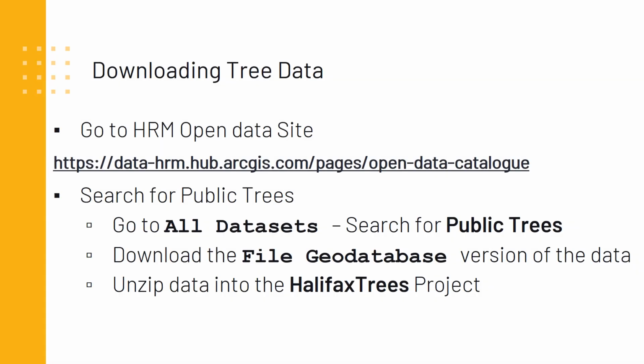Next, we want to download the tree data. Go to the HRM Open Data site. You can simply do a search on HRM Open Data and go to the catalog. Or you can type in https://data-hrm.hub.arcgis.com/pages/open-data-catalog. When the page opens, go to All Datasets and search for Public Trees. I'd like you to download the file geodatabase version of this data and then unzip the data into the Halifax Trees project folder.